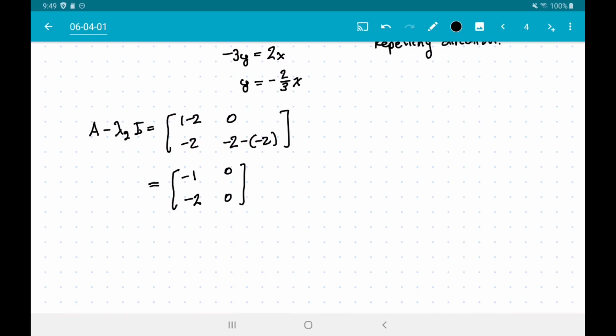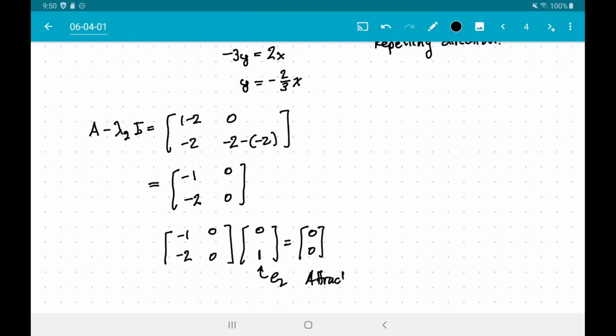Okay, so again, we need a vector in the null space of this matrix, and this time I think it'll be pretty easy to just eyeball one. We have to put a 0 there because negative 1 times 0 has to give the 0 here, which means that we can put anything there. Okay, so there's E2. So this is the attracting direction.